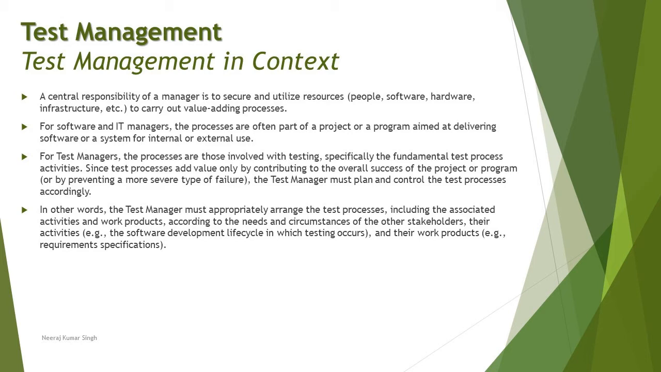Or, in other words, we can also say that the test manager must appropriately arrange the test process, including the associated activities and the work products, according to the needs and circumstances of the other stakeholders, their activities, and their work products, which completely relies on that. There are a lot of things which happen other than testing as well, and how exactly they are going to impact us. For example, a software development environment is not ready on time, or a particular build is not available to start testing, right? Or maybe certain requirement documents are not available to start analysis or follow the early testing principle. Then how exactly should the test manager coordinate with the other stakeholders and align their activities accordingly, so that things can go smoothly and on time, because we have got a schedule which needs to be followed at any point of time, right?